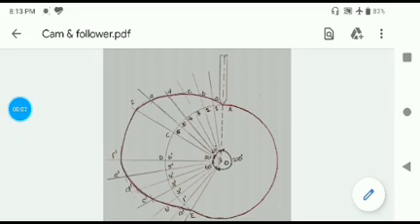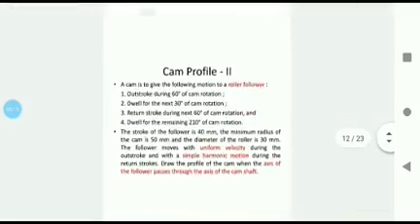In today's class, as I told you, we will modify the previous question a little bit. We will try to change the type of follower and the alignment of the follower, and we will see how it will affect the cam profile. So I will read the question.